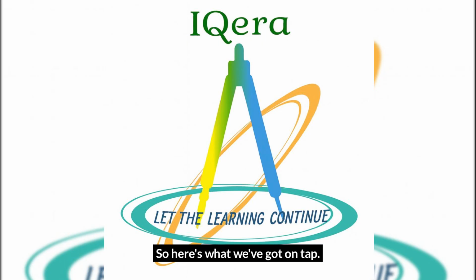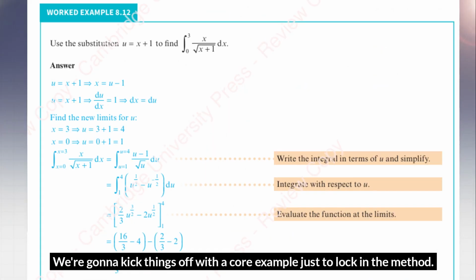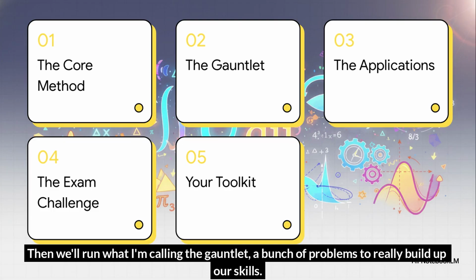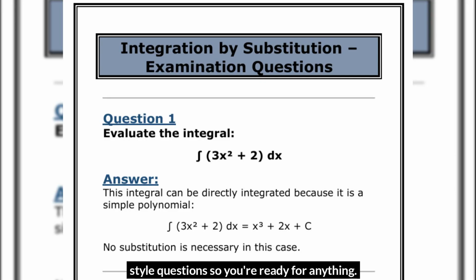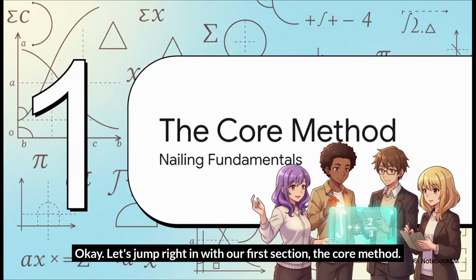So here's what we've got on tap. We're going to kick things off with a core example, just to lock in the method. Then we'll run what I'm calling the gauntlet, a bunch of problems to really build up our skills. After that, we'll see how this stuff actually applies to real geometry problems, and we'll finish up by tackling some exam-style questions so you're ready for anything. Okay, let's jump right in with our first section, the core method.